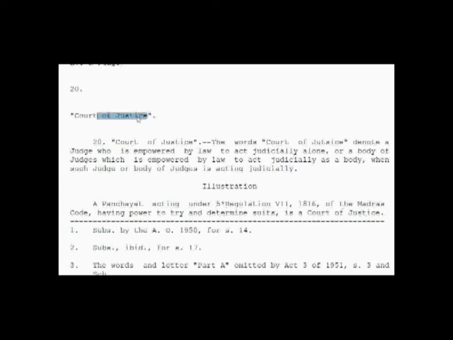Section 20 talks about court of justice. It includes two kinds of persons: the judge himself and the body of judges who are judicially adjudicating the matter.